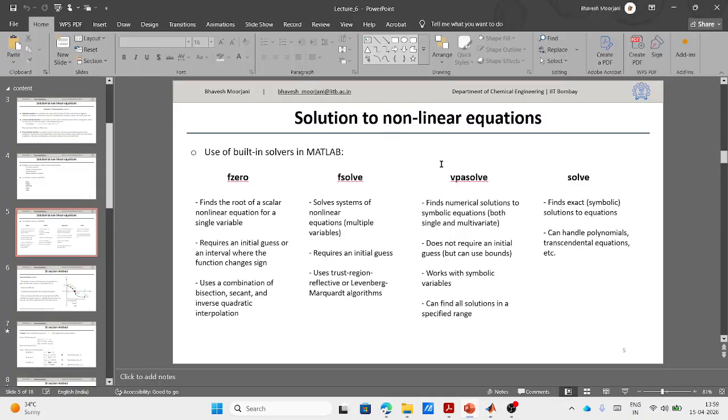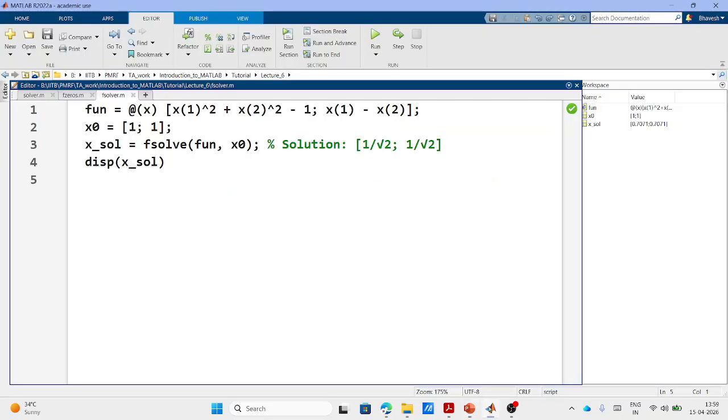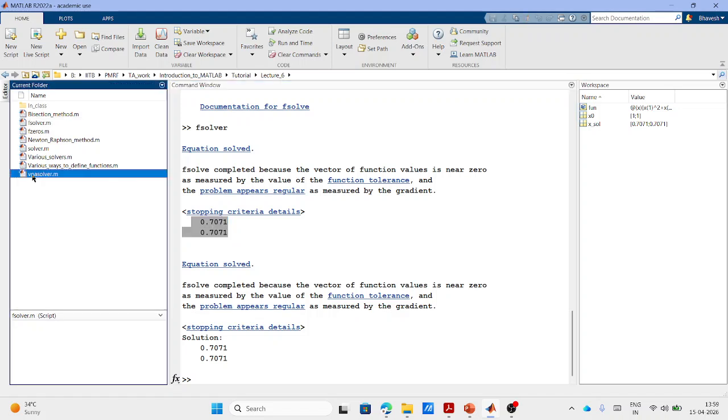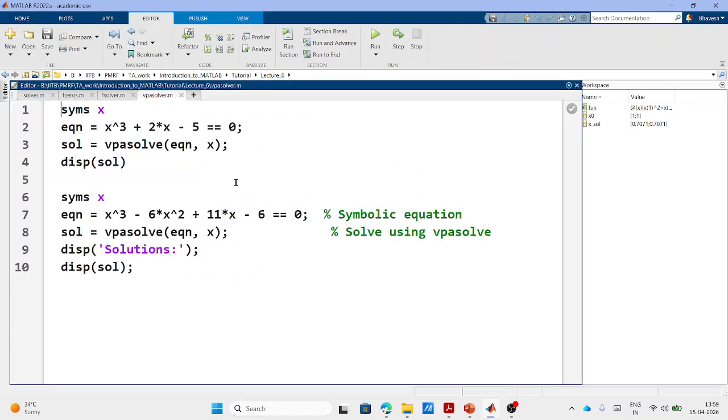Then you have vpasolve and solve command. Now vpasolve finds the numerical solution to a symbolic equation, both single and multivariate. You don't require any initial guess. It works with the symbolic variable and can find all the solutions in a specific range. So when you have a symbolic equation and you want to find its solution, then you have to use vpasolve.